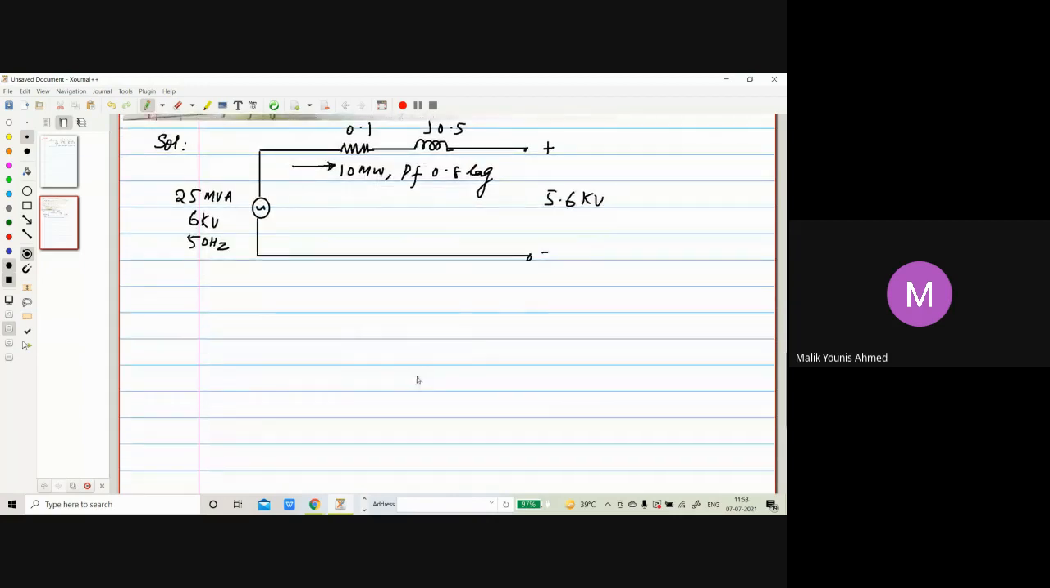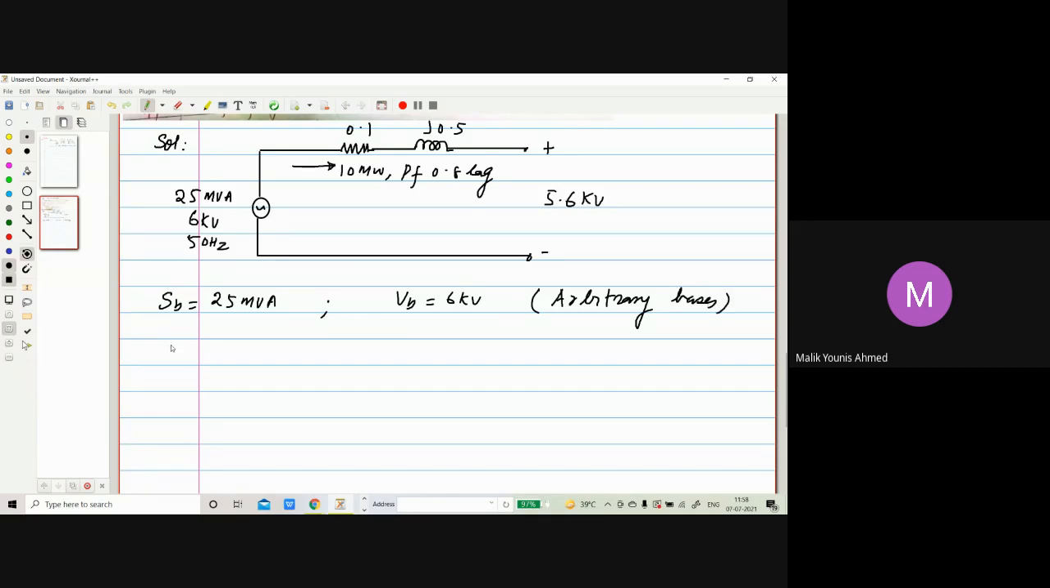Okay. Now we know that the base value of complex power is 25 MVA, because this is the complex power for the generator. Same way, I have to use the base value. And the voltage base is 6 kilovolts, given in the question itself. So what are these two bases? I will again repeat, these are arbitrary bases. Others we have to derive.